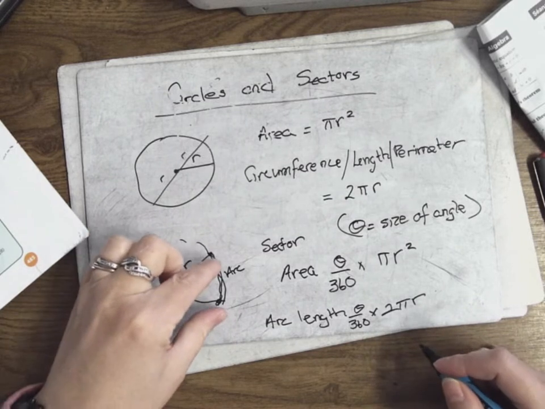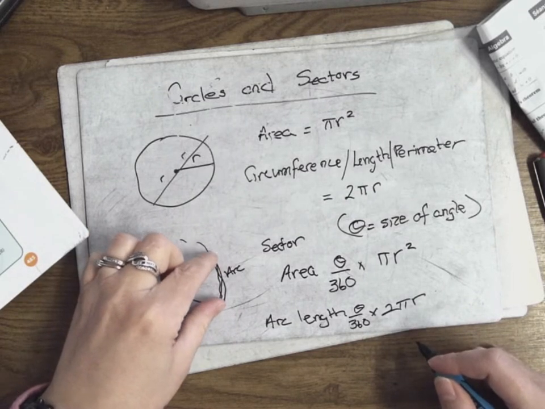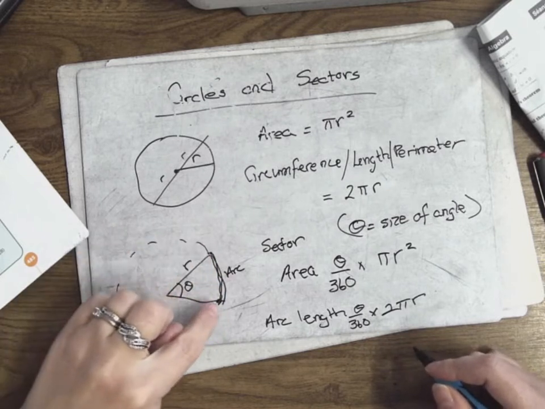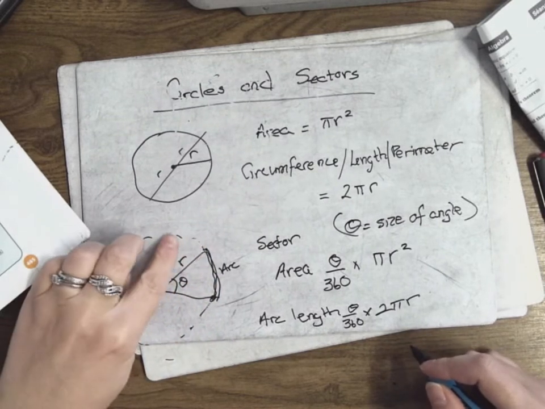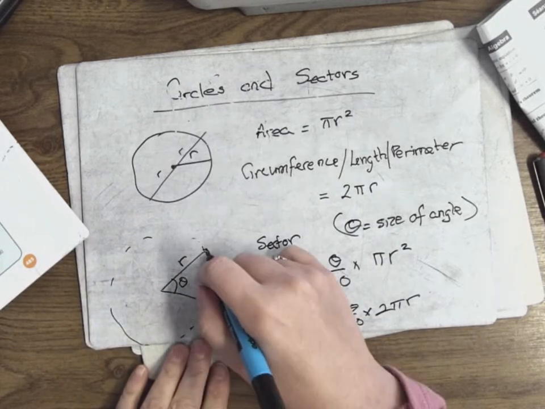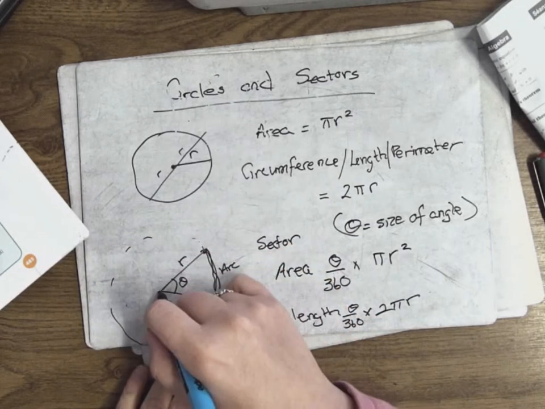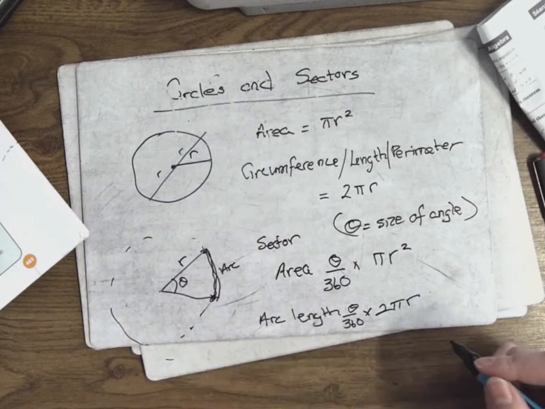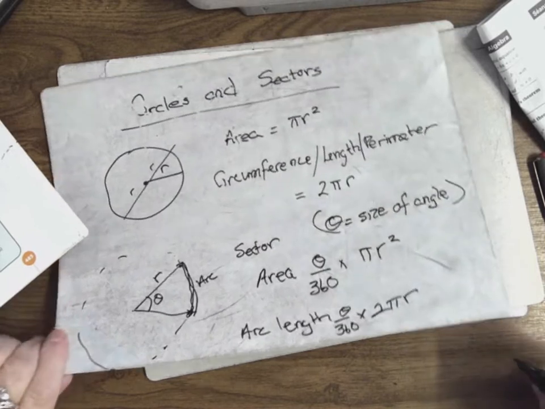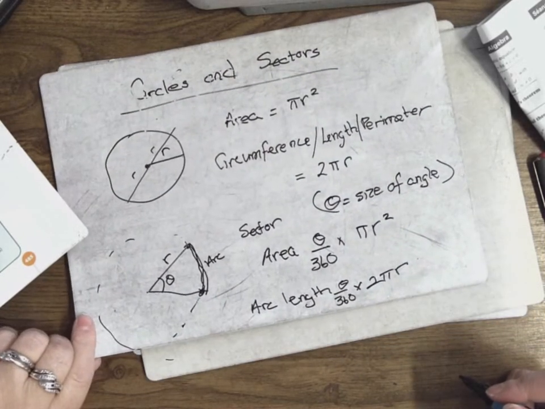Now that will only give you the length of the curvy line there. If they ask you for the perimeter of this sector, you'd use this formula to get the length of that line, then you'd add on the radius, and then you'd add on the radius again. But we'll see an example like that in a while. So, can I take this away and do a few examples?